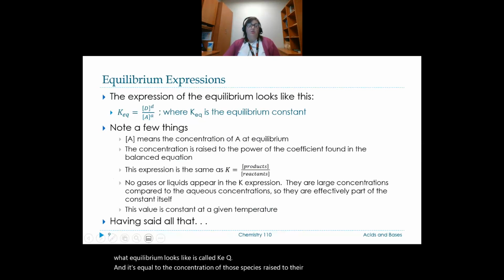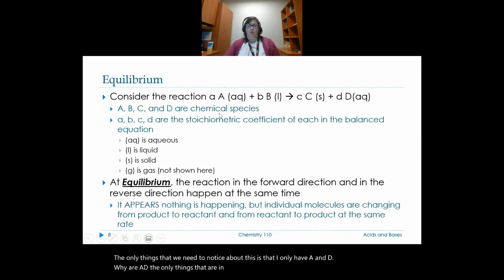The only thing that we need to notice about this is that I only have A and D. Why are A and D the only things that are in here? Well, let's go back and look at that equation again. So A is aqueous, B is liquid, C is solid, D is aqueous.